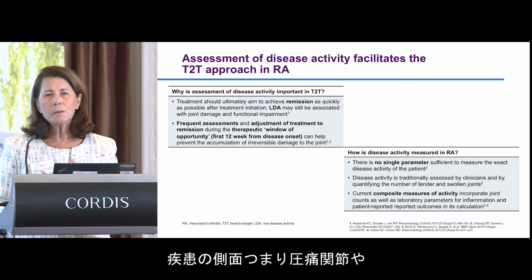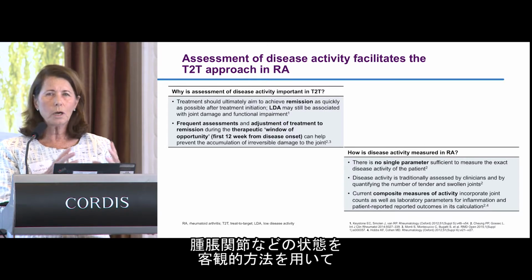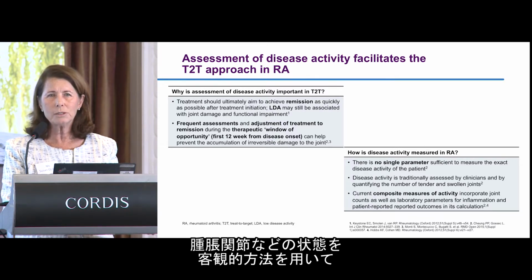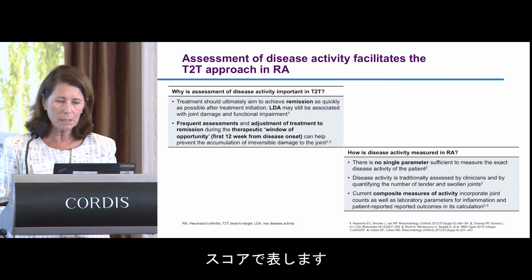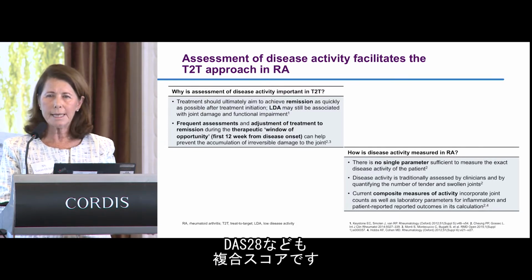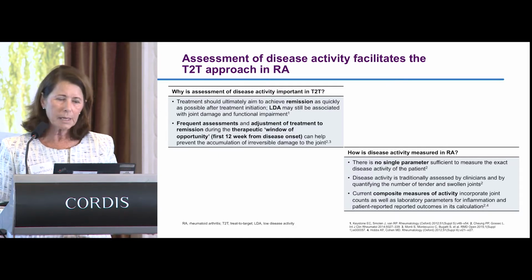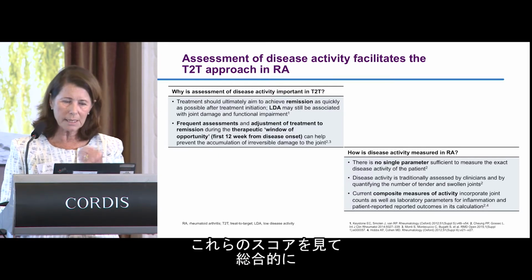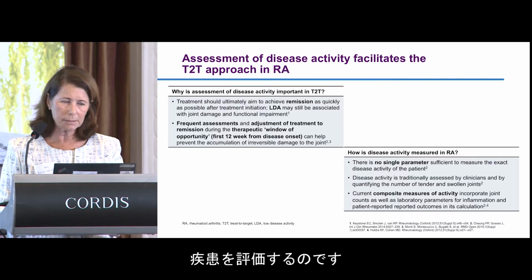You put some of the patient's aspects of the disease into a score with some of the objective measures of tender and swollen joints, and that is called a composite score. And it's like the DAS-28 is a composite score. And we will be looking at those and putting it together to measure the disease.